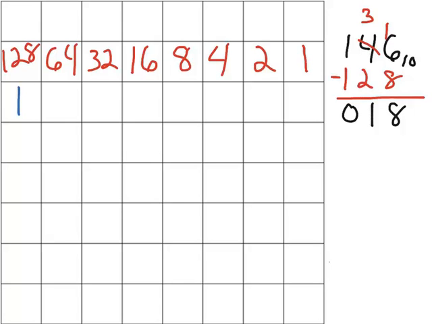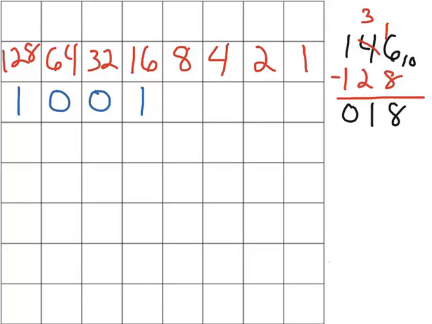And then I have to repeat myself. I have to ask myself which one of the place values, which one of the red numbers, is going to come the closest to 18 without going over it. Well, looks like 16 is the candidate, so I'm going to draw a 1 underneath column 16. And then the question becomes, what do I do about 64 or 32? Well, since I haven't used them, I can fill them in with zeros.